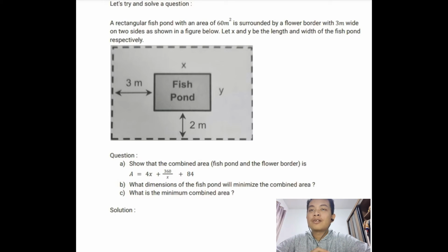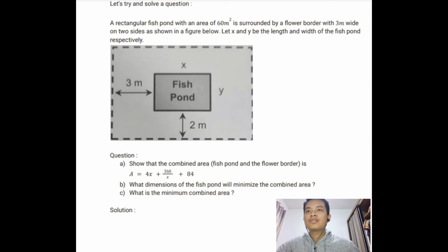So we have a rectangular fish pond with an area of 60 meters square surrounded by a flower border 3 meters wide on two sides, as shown in the figure below. Let x and y be the length and width of the fish pond respectively. So this is the image, and we have three questions here. This is the example question that I took from our calculus practical book.